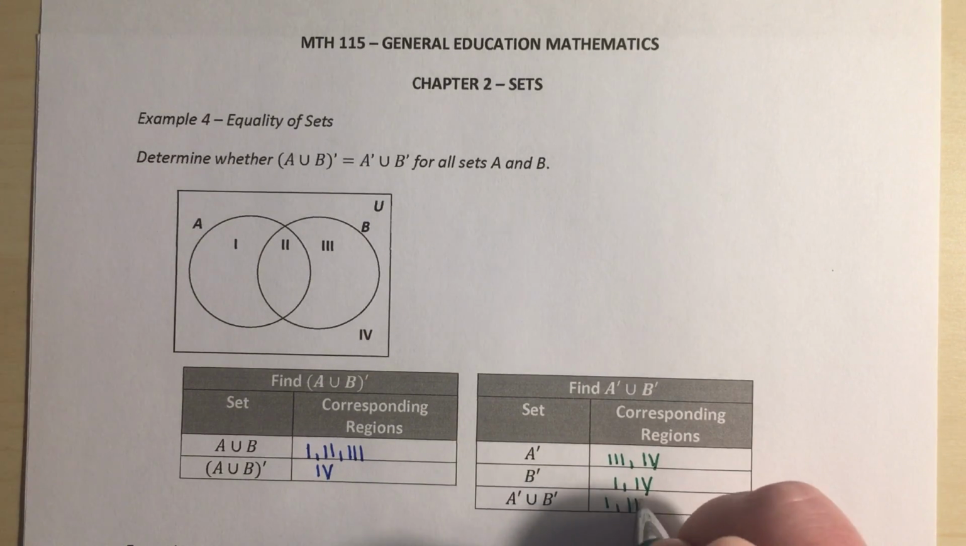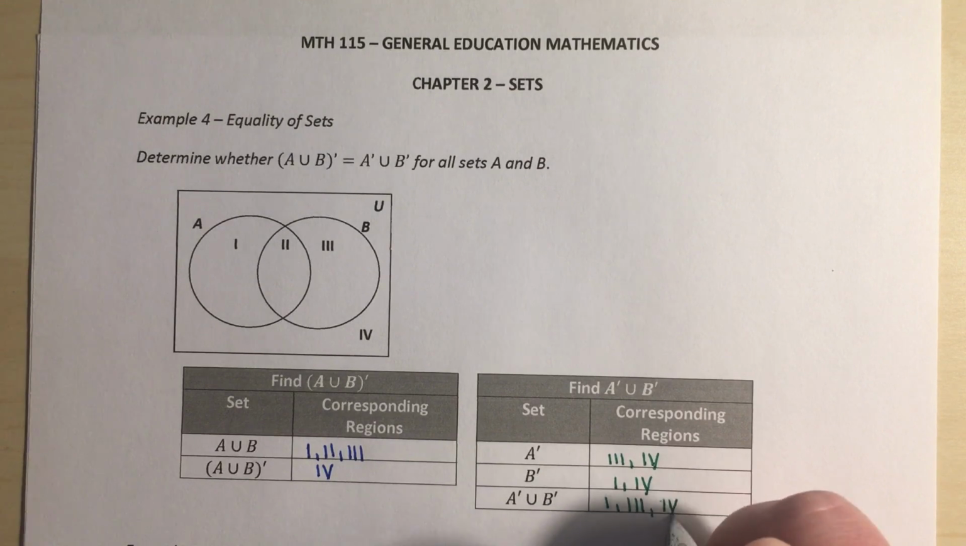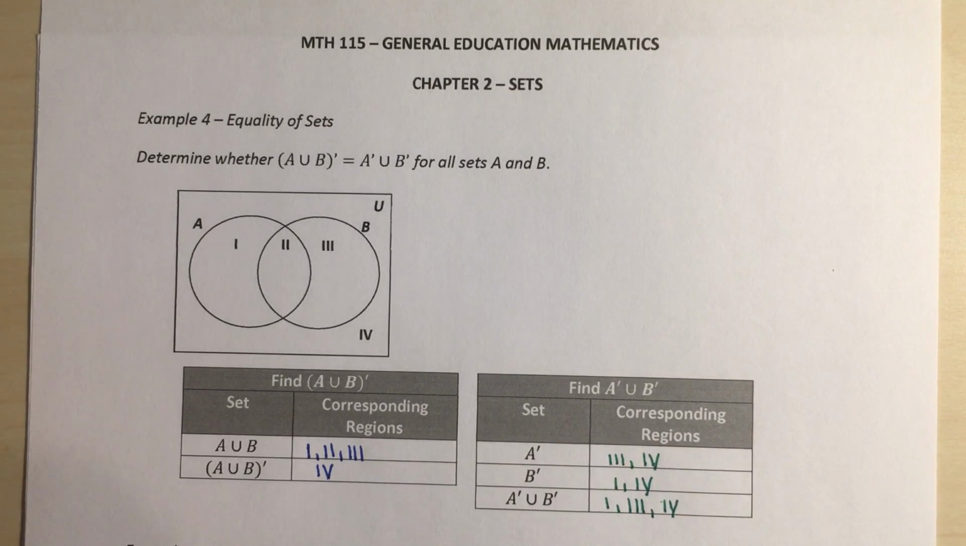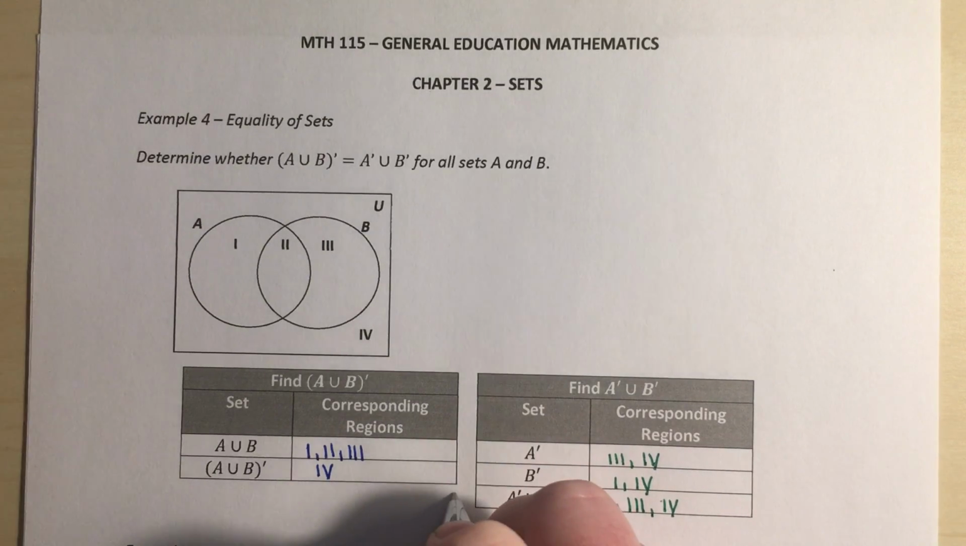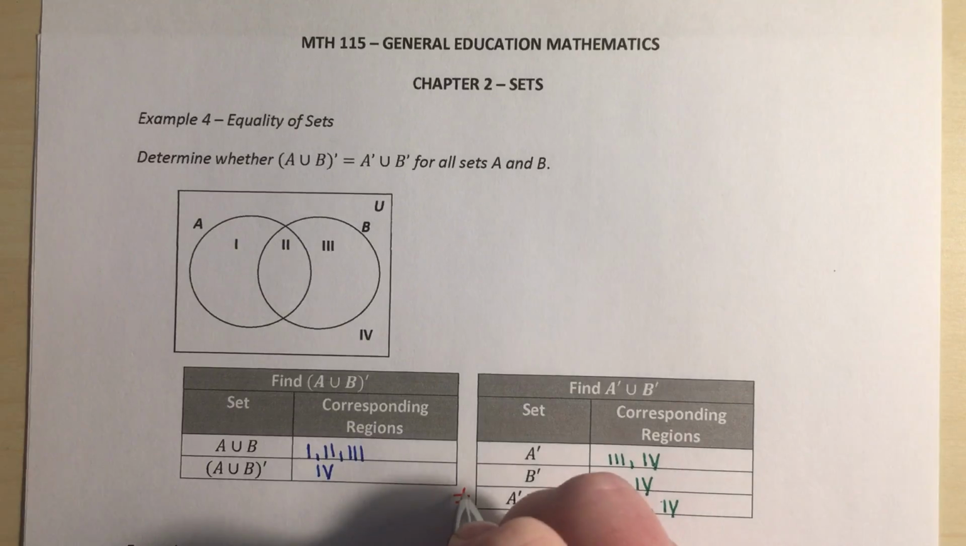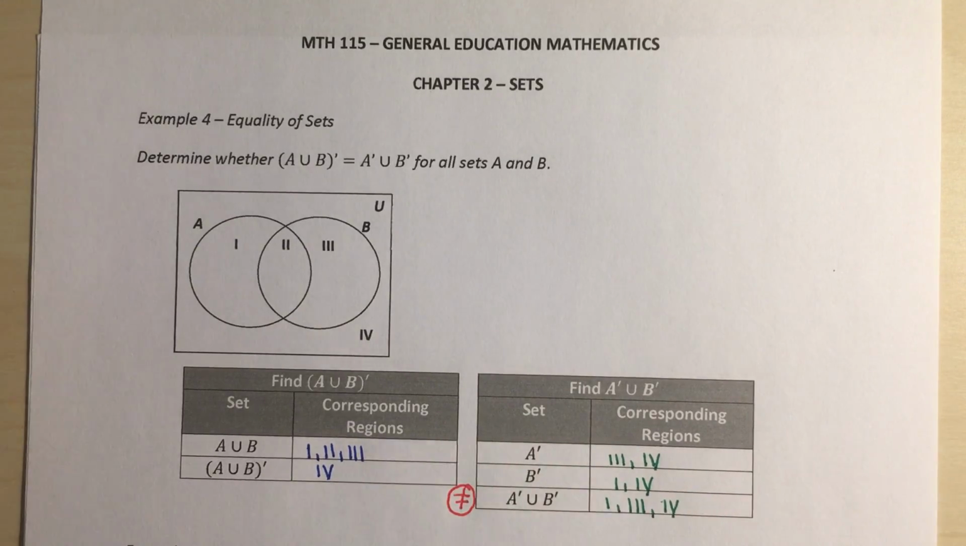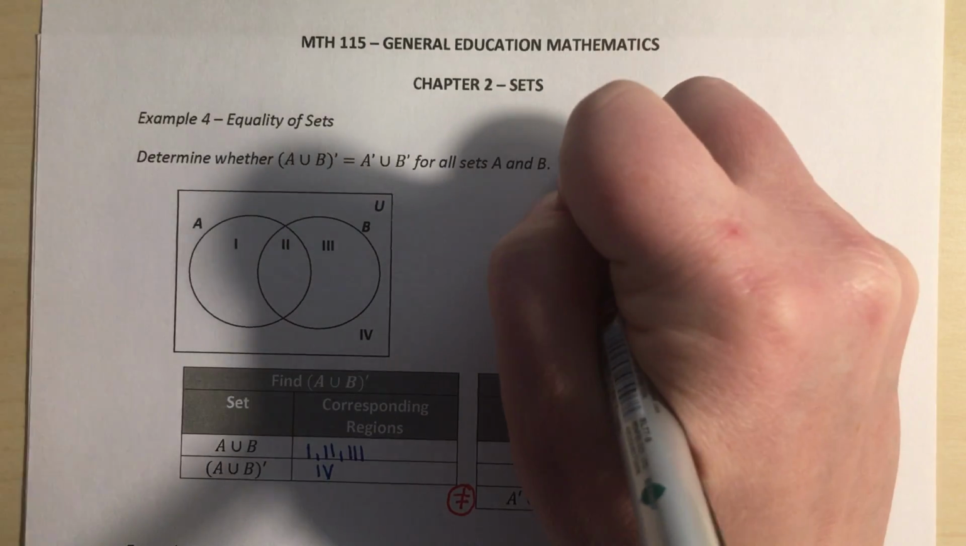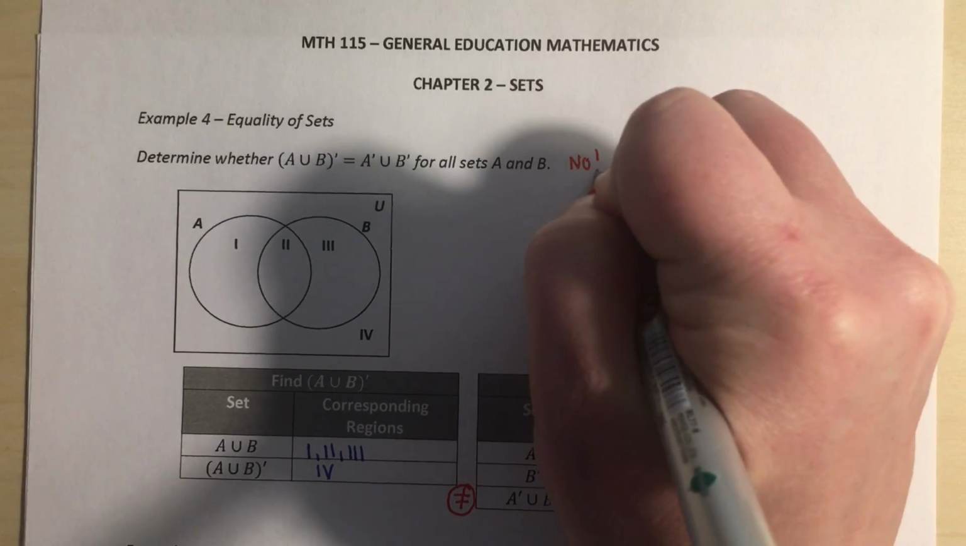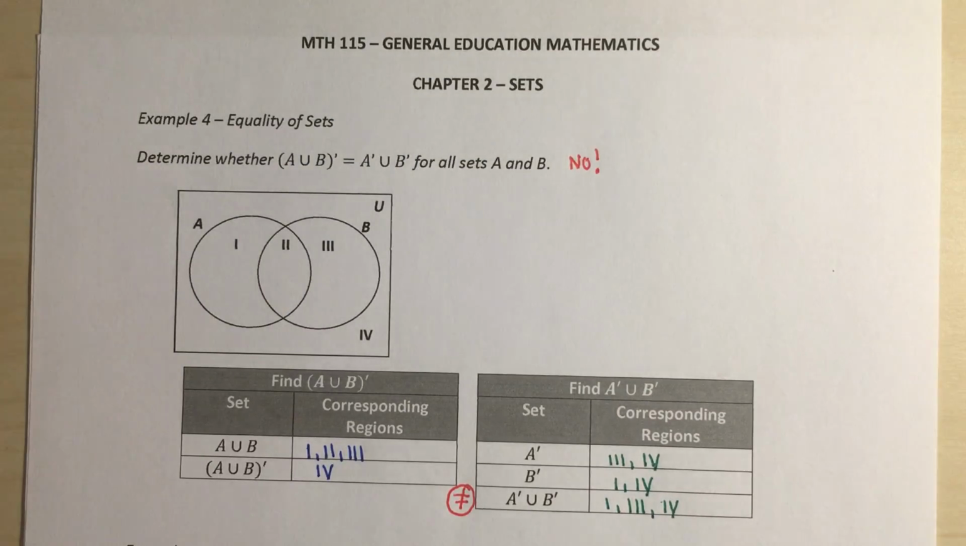And A complement union B complement. Union means we want anything and everything, so we have 1, 3, and 4. If we compare our last lines here, these are clearly not the same thing. So these are not equal. So is this true for all sets A and B? No, it is not.